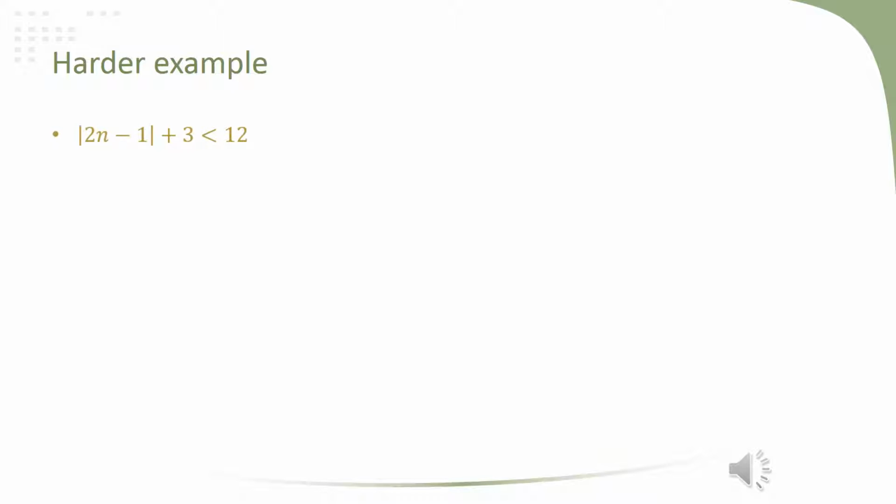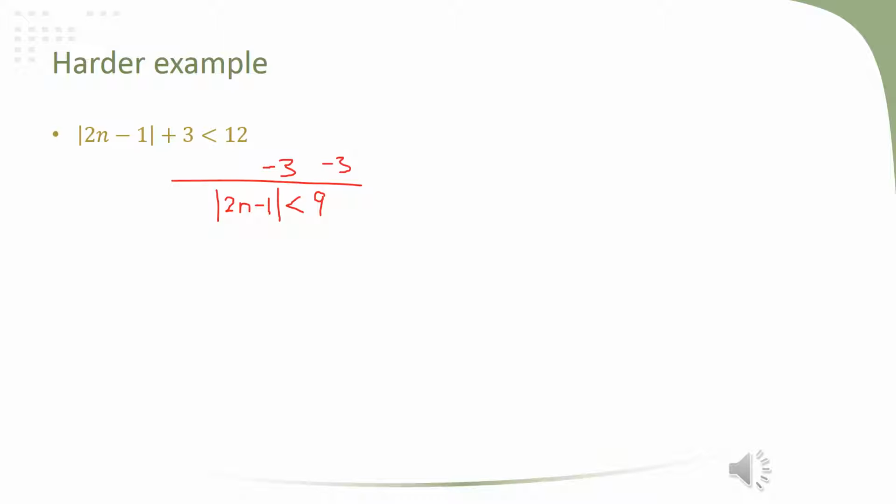Here's a harder example. The quantity 2n minus 1, the absolute value of that, plus 3 is less than 12. Pause the video at this point to give yourself a chance to do the work. So the first thing I must do is subtract 3 on both sides. The absolute value of the quantity 2n minus 1 is now less than 9.